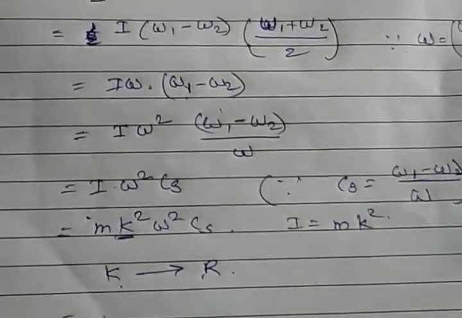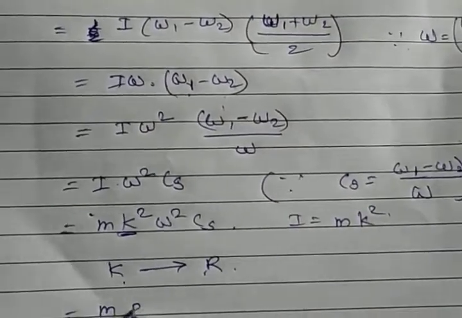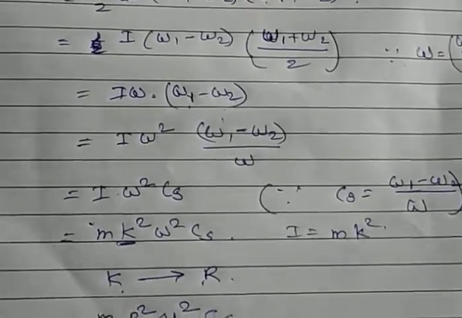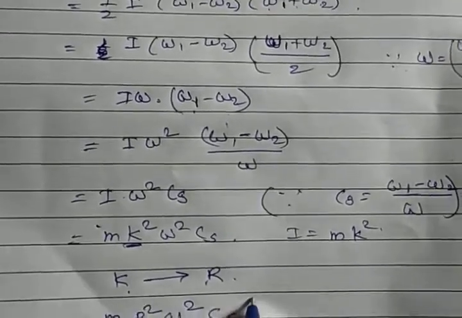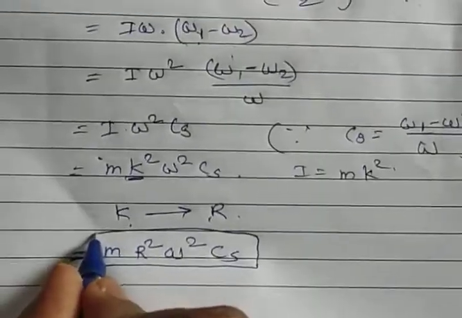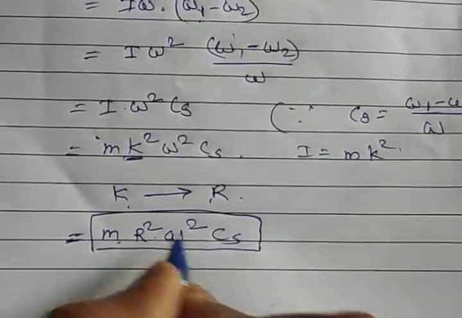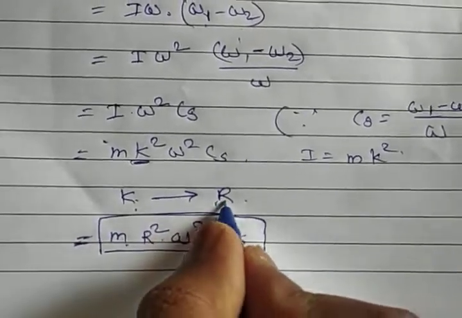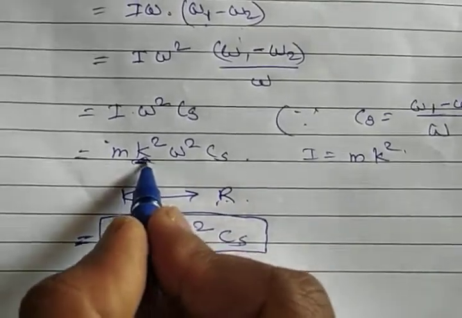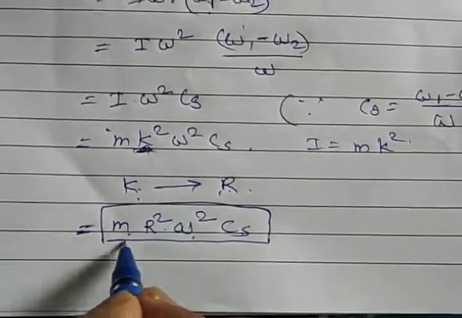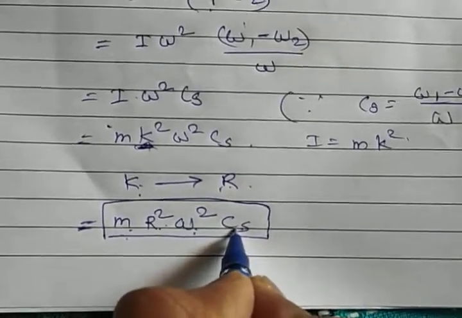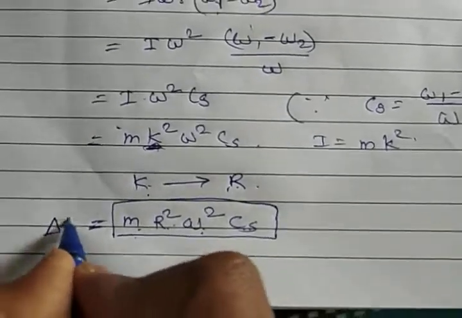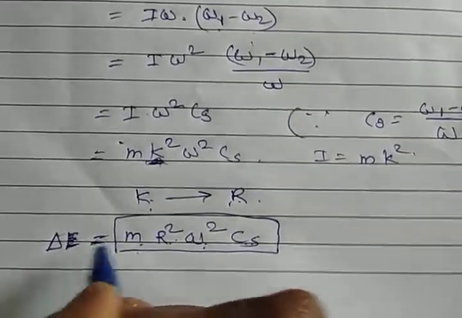So what I will get is M R square omega square Cs, by replacing k with R. This becomes the final equation to find delta E.